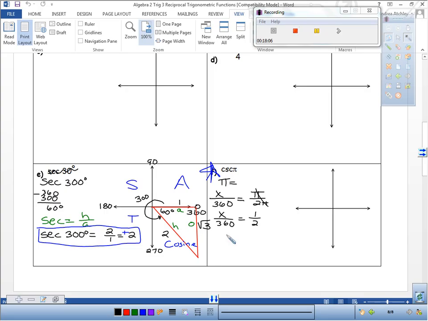So I reduced it. If that doesn't make sense to you, then cross multiply. Get 2x equals 360. Divide 360 by 2. You should get x equals 180. You might want to just memorize that pi is 180.